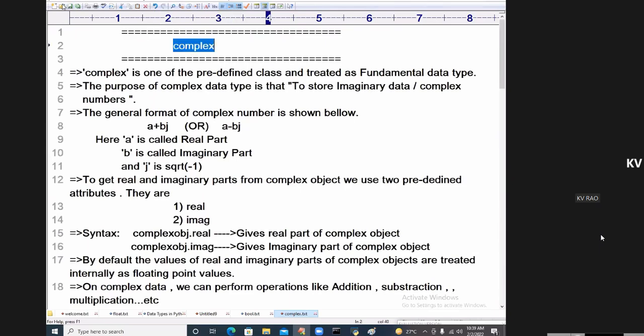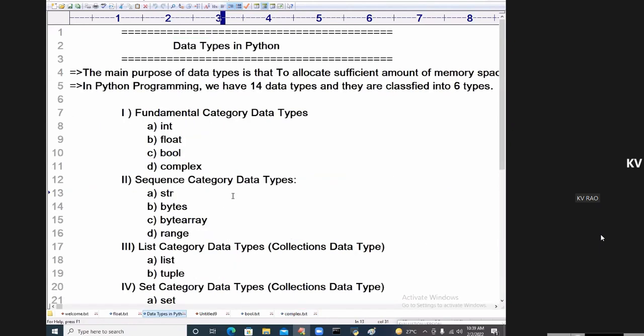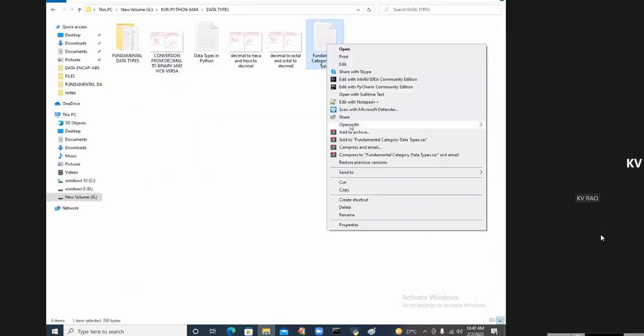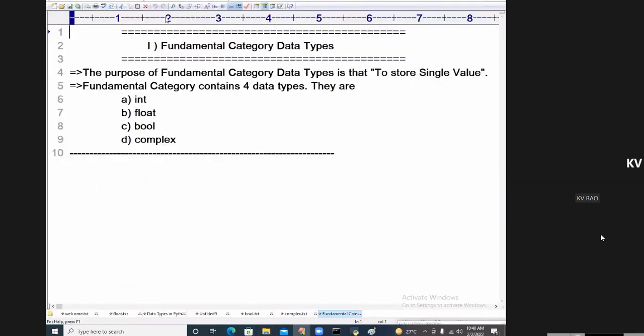So dear students, is this concept clear? How many values are we representing? Please go to the data types once, my dear students, all of you. How many data types do we have? Here I have 14 data types. Fundamental data types we have discussed. Let us look at the fundamental data types once. What we have discussed already in the class: fundamental data types are used for storing which value? Single value. Fundamental category: int with a single value, float a single value, bool single value, complex a single value. Right? Did you get full clarity on the fundamental category?